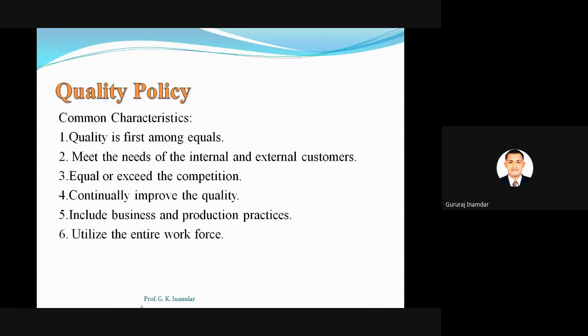Business practices, for the marketing. So there are different seminars. You have to arrange that type of seminars also in your policy.